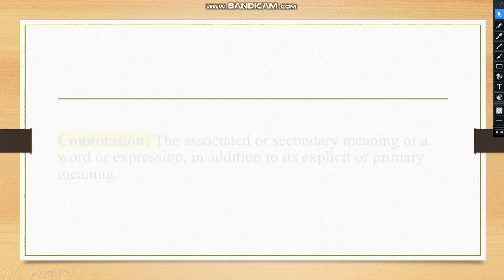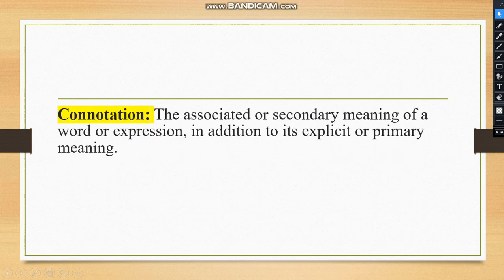Now let's move to the second part of our indicator. It's about connotation. What is connotation? Connotation is the associated or secondary meaning of a word or expression. That means we are not considering the first or primary meaning here. Our focus is going to be on the secondary meaning. Let me clarify this by using an example.